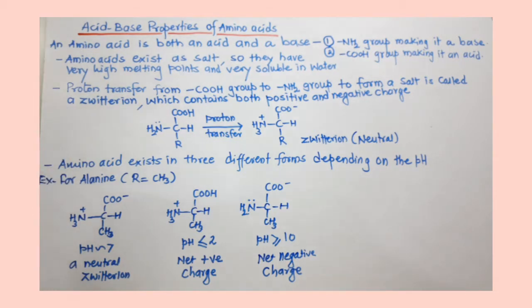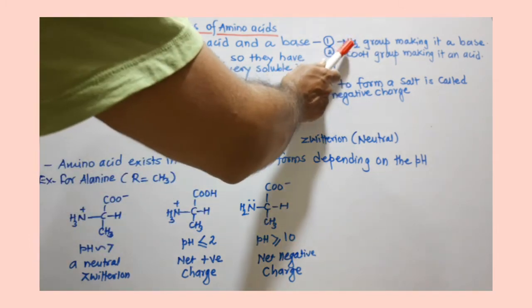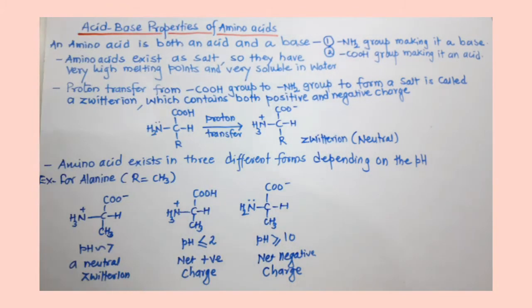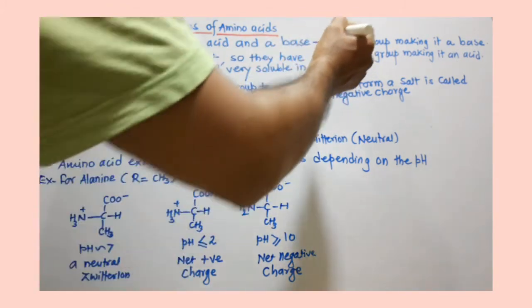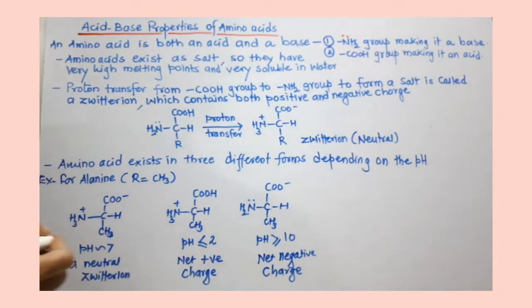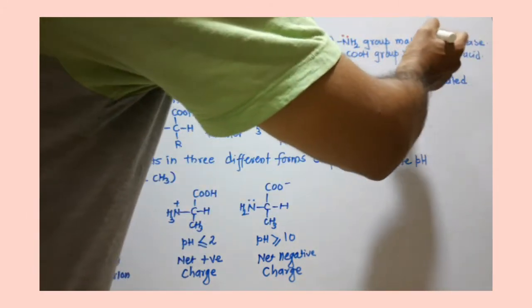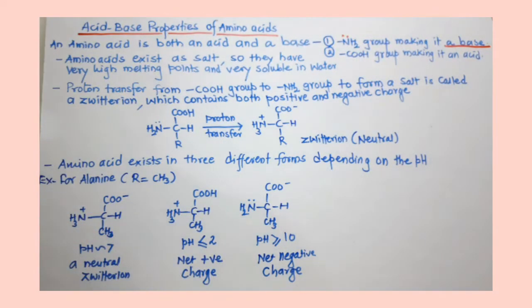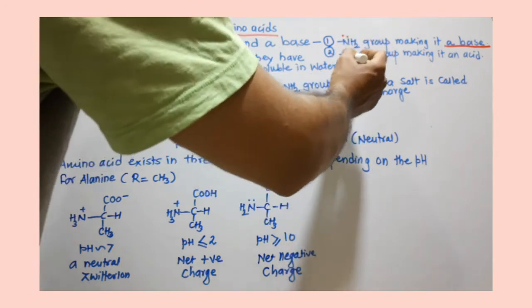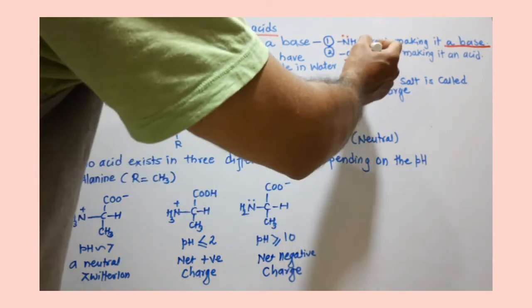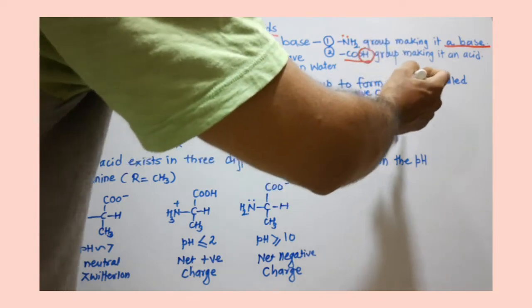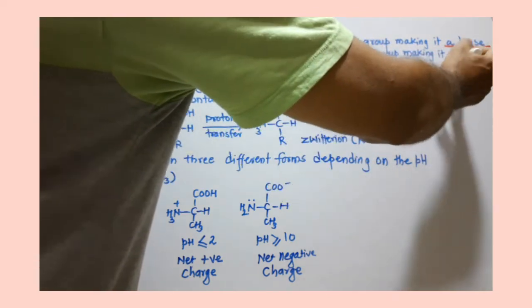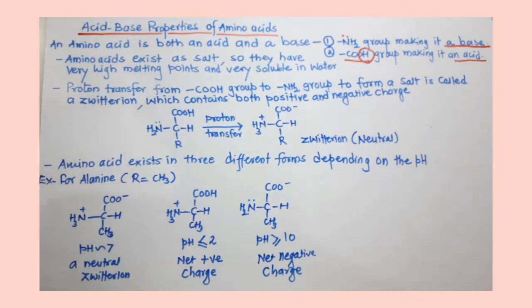Now see, amino acids have both an NH2 as well as a COOH group. If the NH2 group is there, there is a lone pair over the nitrogen and it makes this amino acid a base. So it is a base because of the NH2 group. And because of this COOH group, it can give a proton, and because of this, it is an acid. So both acid and base properties are there on the amino acid.